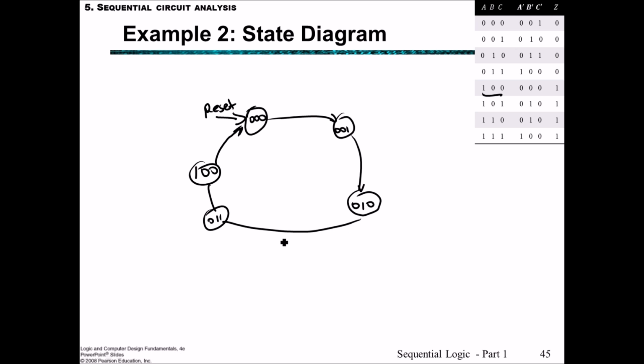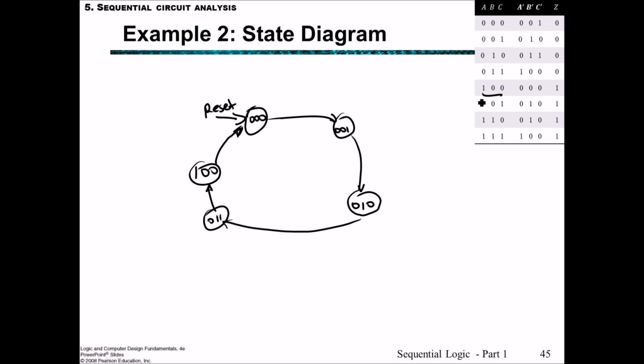Don't worry about my drawing, I'll draw it up neater after this. You can see that it's really just counting from 0,0,0, 0,0,1, 0,1,0, 0,1,1, 1,0,0, so 0, 1, 2, 3, 4, and then back to 0 again. In terms of the outputs, we have an output of 0 for the counts between 0 and 3. And when we count to 4 and go back to 0, we have an output of 1. So this is where we get the 1.